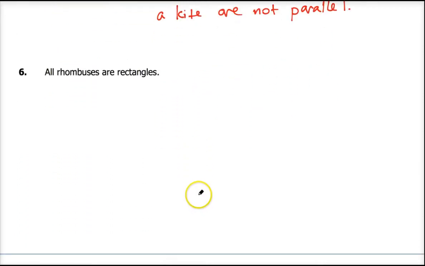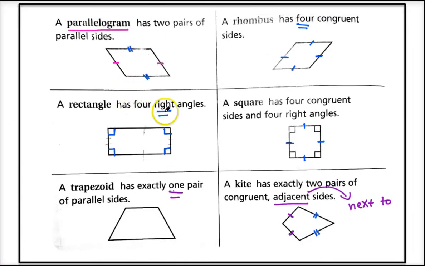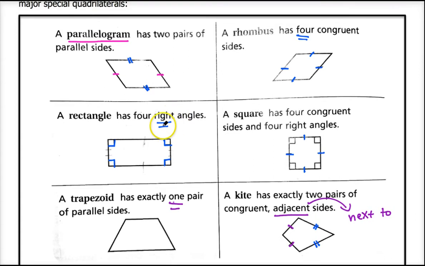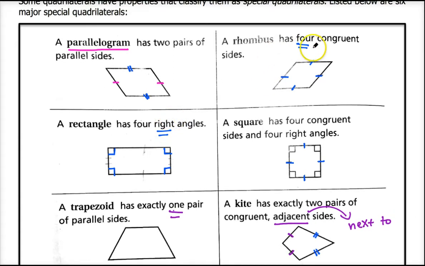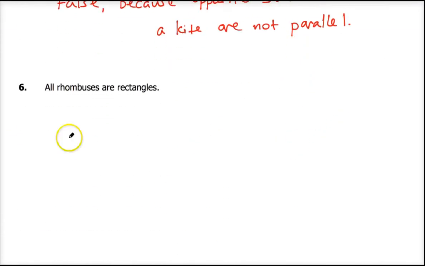All right, finally, number 6, this states all rhombuses are rectangles. So let's look at, again, what it takes for a figure to be a rectangle. A figure is a rectangle if it has 4 right angles. Okay, and what does it take to be a rhombus? A rhombus just has to have 4 congruent sides. Notice in this figure here, this rhombus does not have 4 right angles. So this is another false statement.